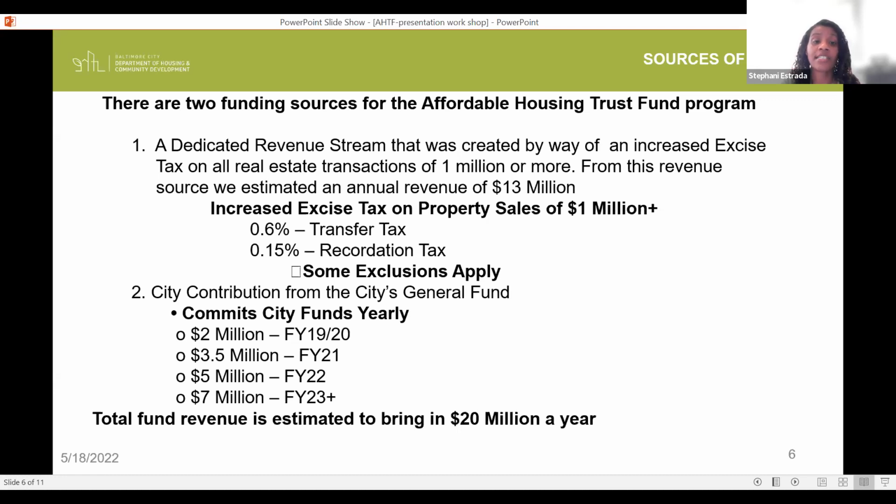The second source is the city contribution. The city will contribute from the city's general fund yearly. In the beginning, it was $2 million, but it's going to go up and max out at $7 million. So next year, our fiscal year 23 will be at the $7 million mark. We do estimate to get $20 million a year.